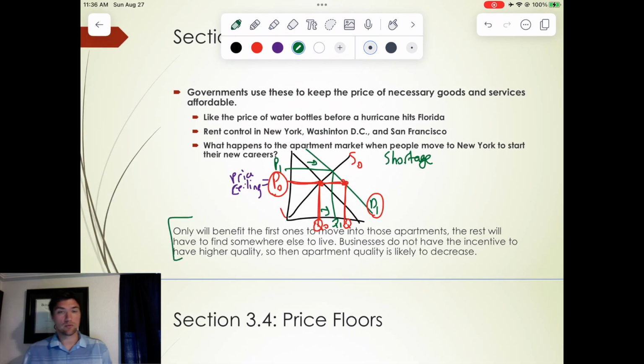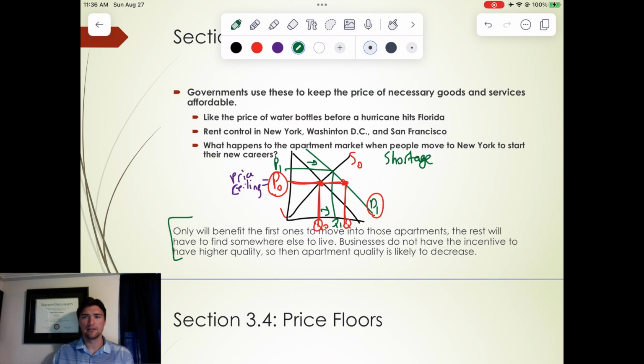Because look at where we started. We started at Q0, which was equilibrium. So everybody that wanted an apartment got one. But because we have more people, we needed more apartments. But because of the rent control, we couldn't supply more. So therefore, the rest will have to find somewhere else to live. Businesses do not have the incentive to have higher quality, so then apartment quality is likely to decrease.